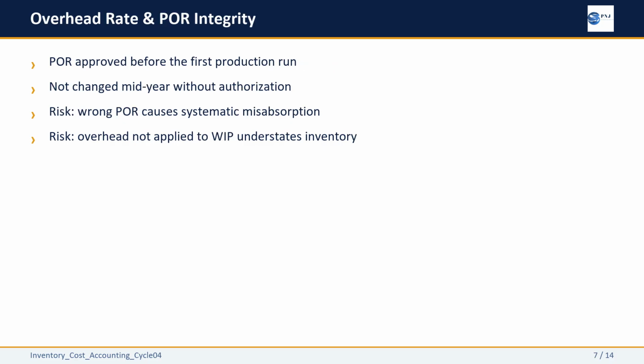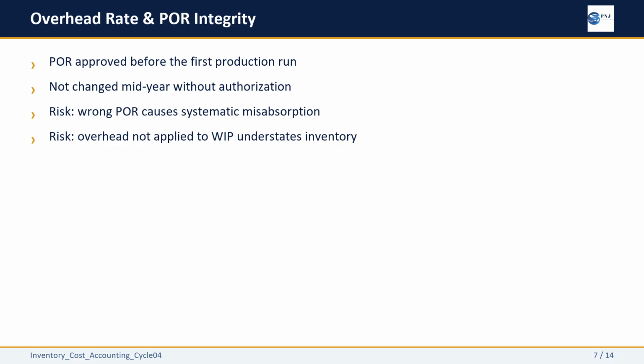Closely tied to standards is the predetermined overhead rate, the POR. If the POR is significantly wrong, because the volume assumption is obsolete or the overhead budget is inaccurate, you get systematic over or under absorption, and cost of goods manufactured and inventory are materially misstated every single period. The preventive control is that the POR is calculated and approved before the first production run, and is not changed mid-year without authorization.